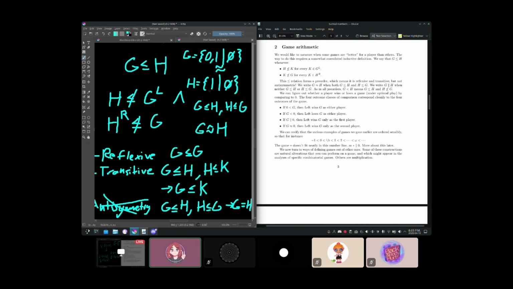I should also mention that in the literature, authors generally call games that are literally equal identical games, and they write them down using this triple bar. Again, I don't like doing this because I don't like redefining what equality means. So I'm not going to follow this convention, but you can do it if you want. That's your thing, right?